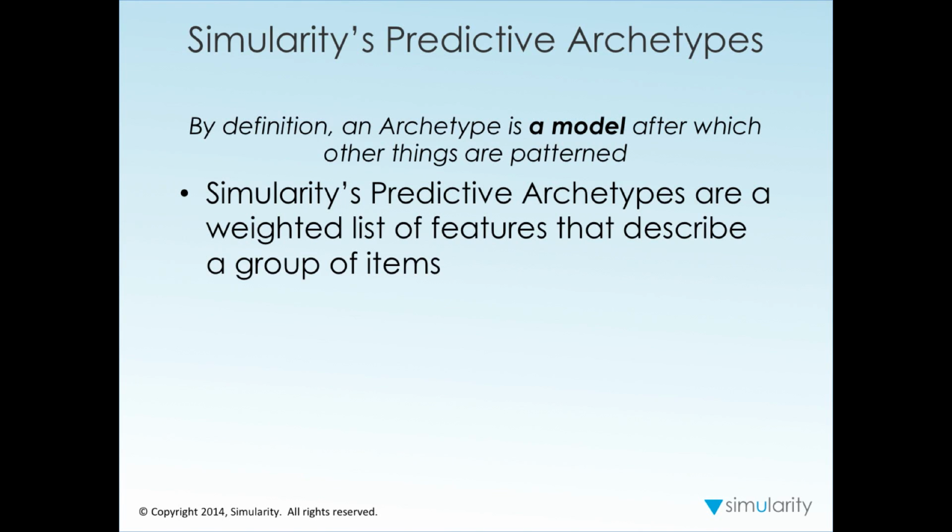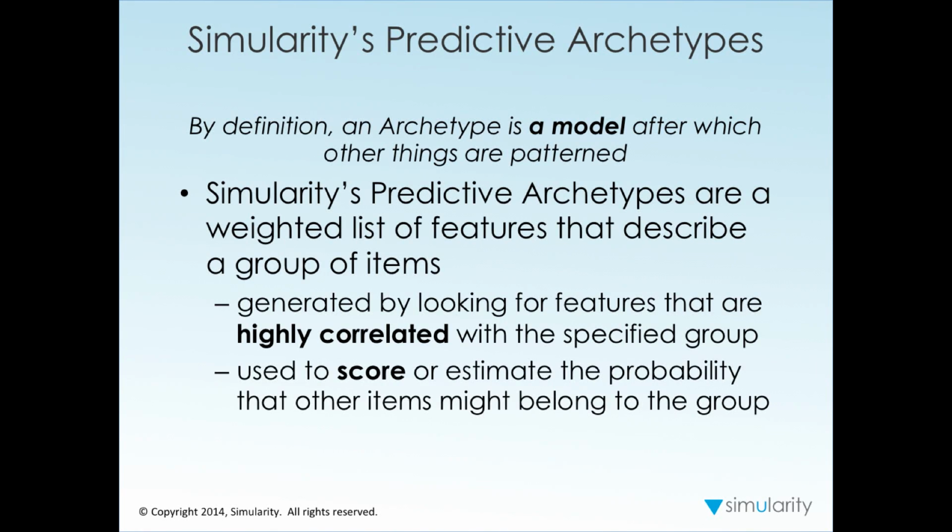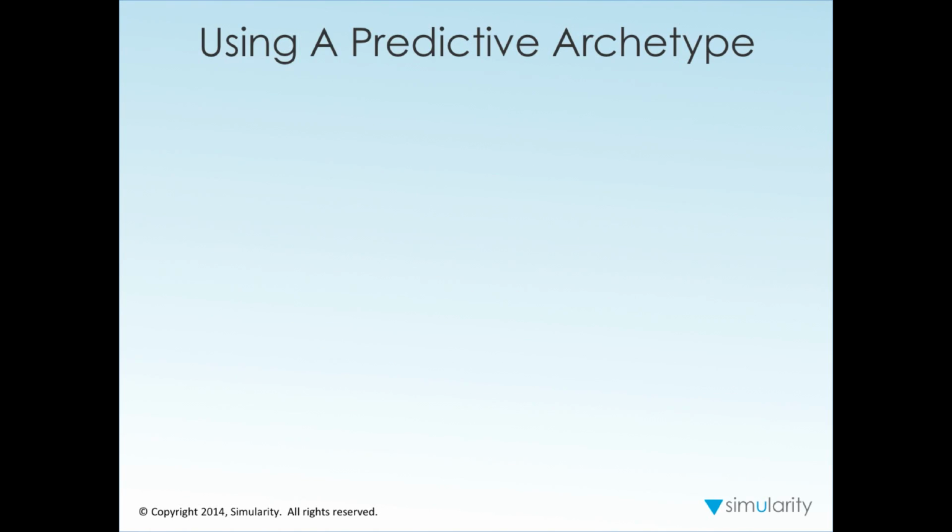Now, a group of items may be events that you're trying to model or predict. It's generated by looking for features that are highly correlated with the specified group. And you can then use this to score or estimate the probability that other items might belong to the group.